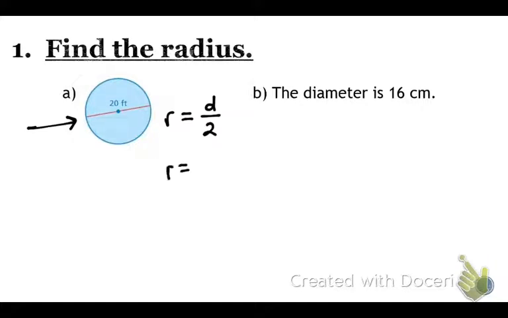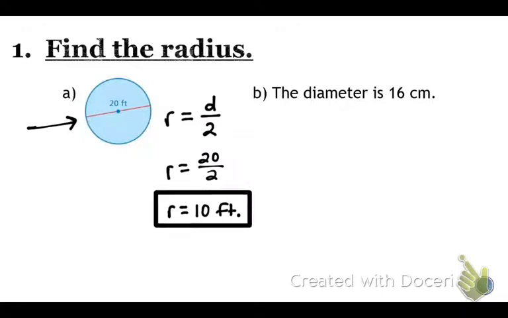So r equals, what's my diameter? 20 feet. 20 feet divided by 2. Guys, what's 20 divided by 2? 10. So my radius is 10 feet. Thank you. You always got to make sure you got units attached. Now, does that make sense?